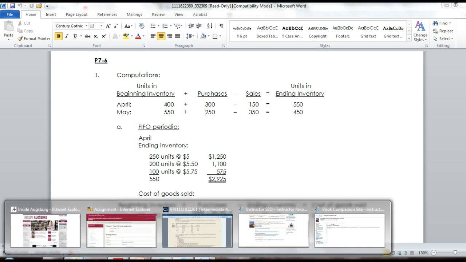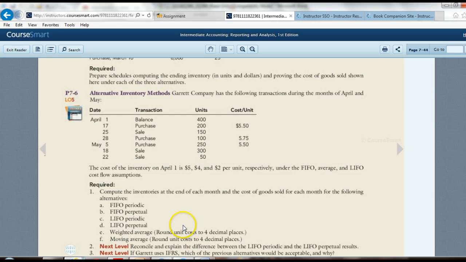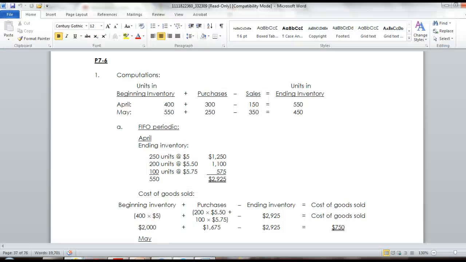Now let's go and look at May. In May, we started with 550 units. We purchased another 250 units, and we sold 350 units. So as you can see here, we purchased 250, we sold 350, so we have an ending inventory there of 400 units. Now using the FIFO periodic, FIFO means first in, first out.